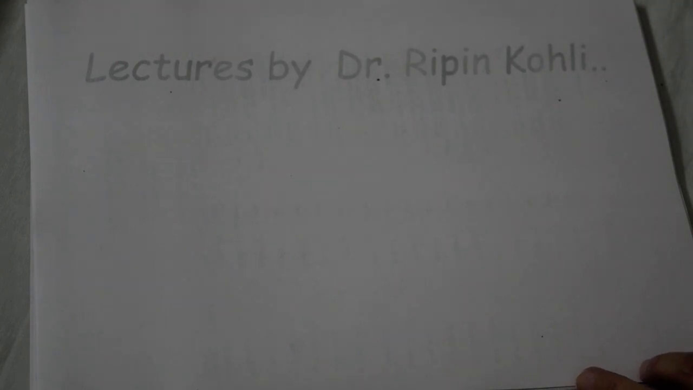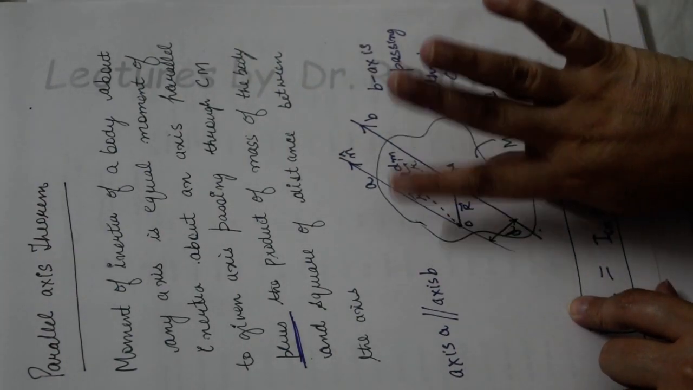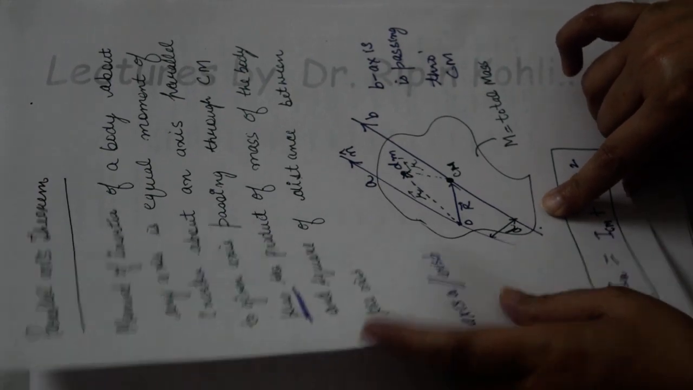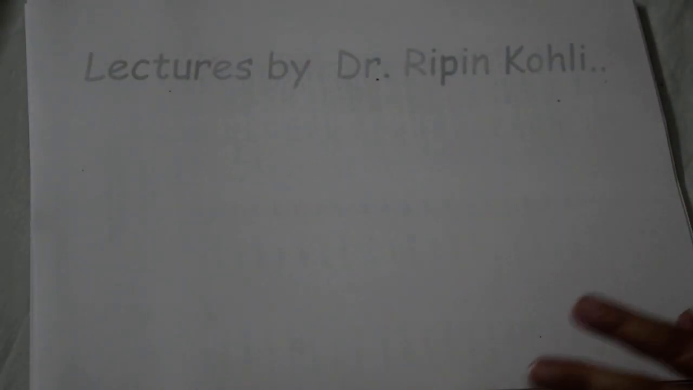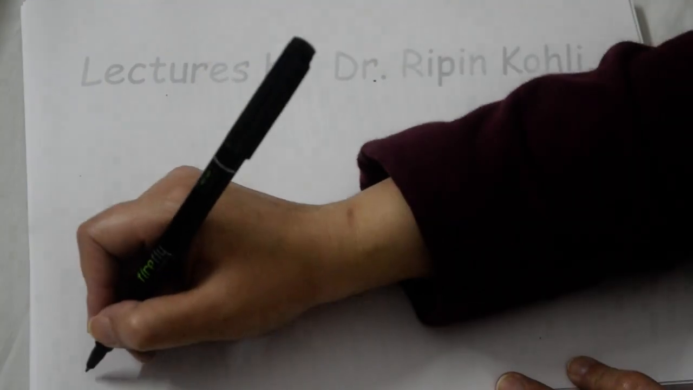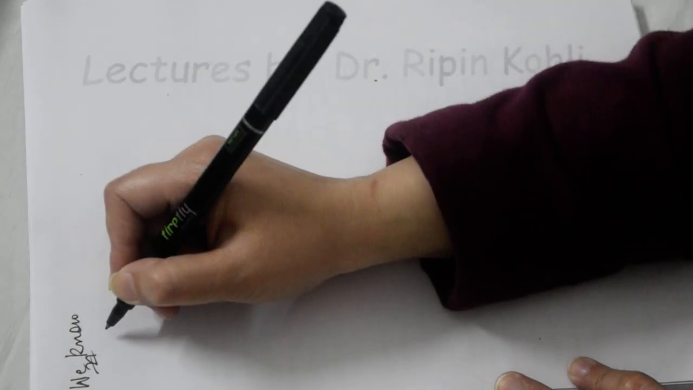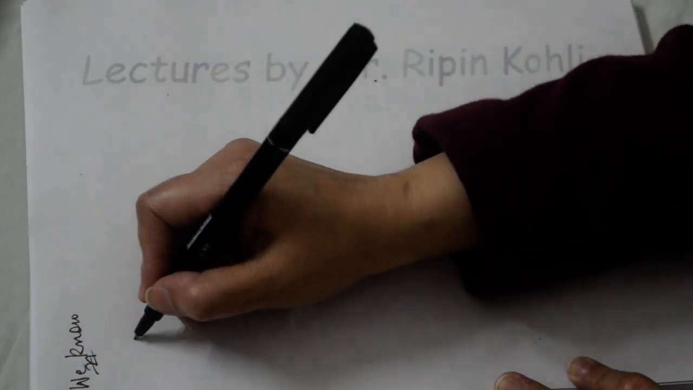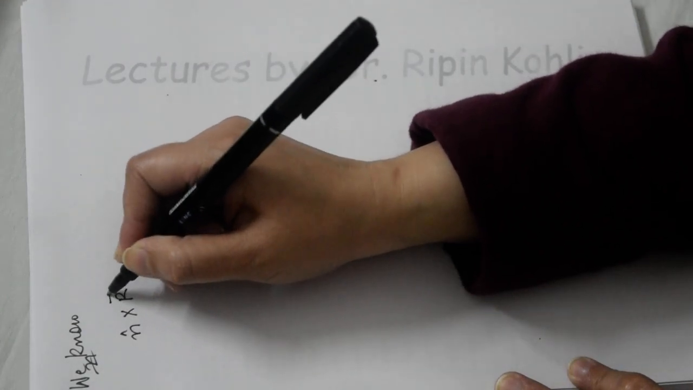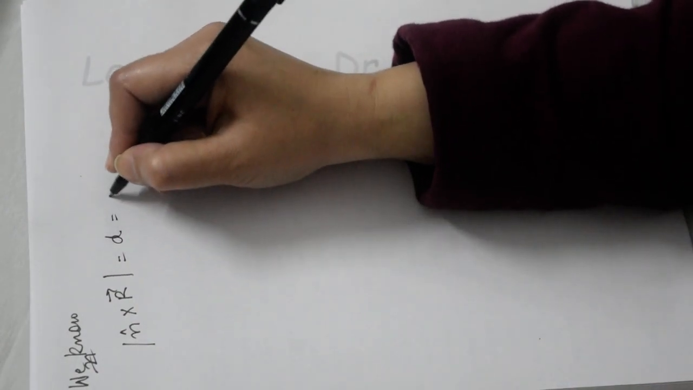Keeping in view the figure we have drawn, n cap is here, r is here. So n cap cross r becomes d. It is a perpendicular distance, remembering that small d is the perpendicular distance between two parallel axes. Therefore, we know n cap cross r is equal to d, that is distance between parallel axes.